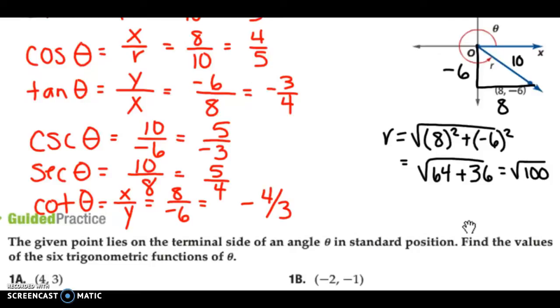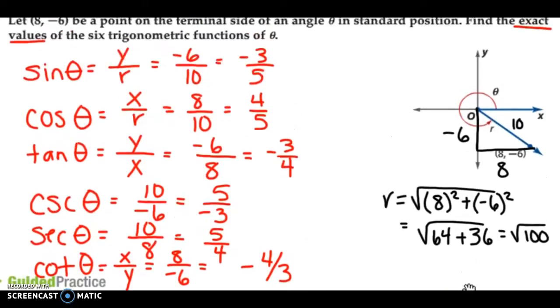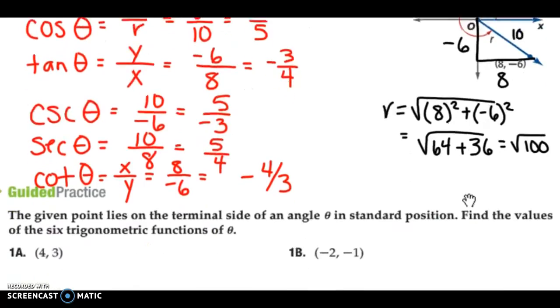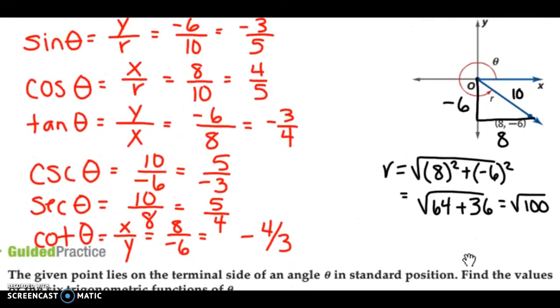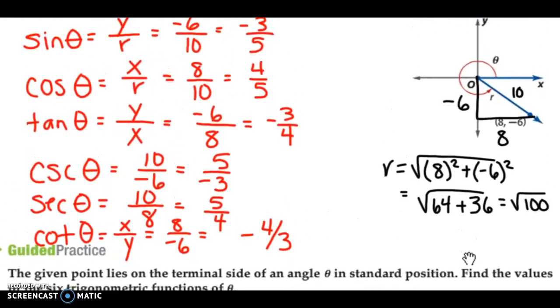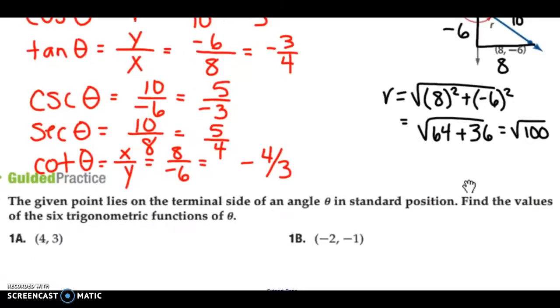You'll see the one thing that doesn't change is their signs. Our sine was a negative answer, so our cosecant was also negative. Our cosine was a positive 4/5, so our secant is a positive 5/4. That's the one thing that does not change.